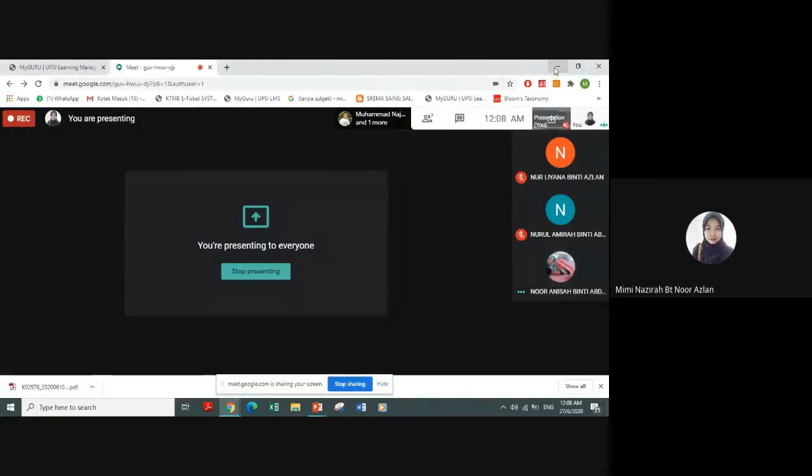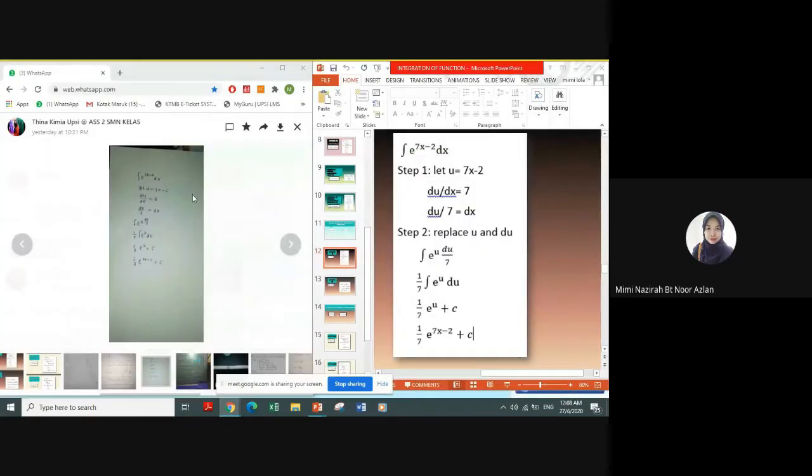Already uploaded, teacher. Okay, here we got one answer from our friend Tina. Let's check one by one. Is it correct or not? We will compare to the solution in the PowerPoint. Here is the solution, and here is the answer from your friend. Can you see my arrow? Yes, teacher.